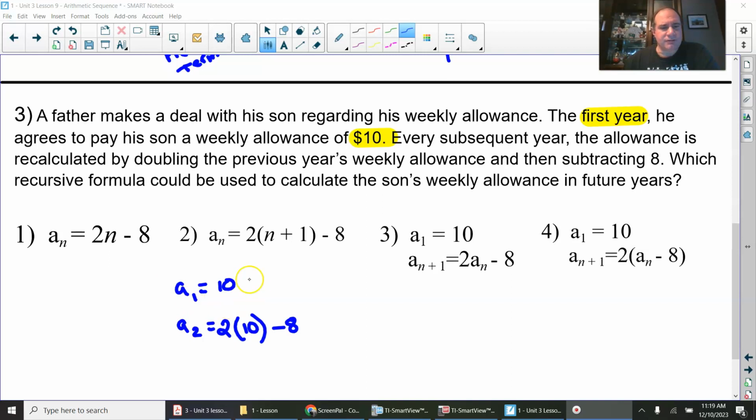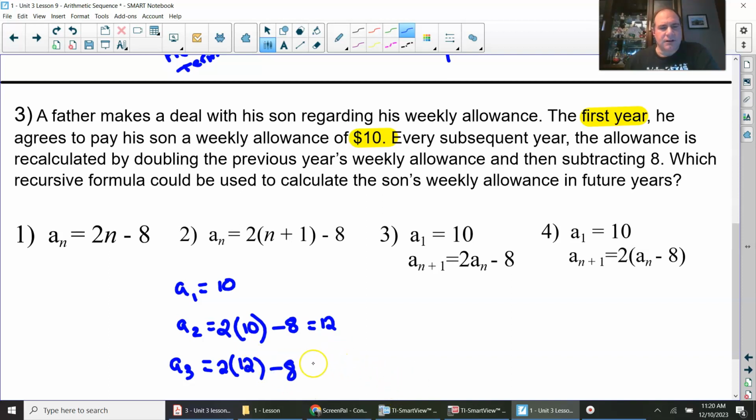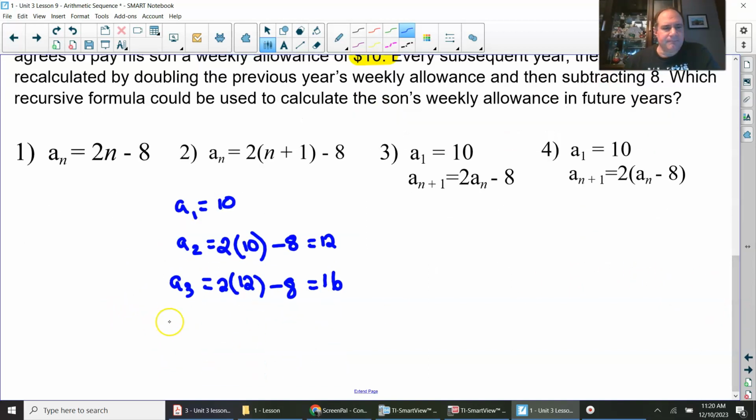And then subtracting 8. So I just set this up here. It's 20 minus 8, which is a sub 2 would be 12. And then I'm just going to go to a sub 3 and then double, which is now you're going to start with doubling, and then the prior term is 12, and then minus 8. And let's just see, 24 minus 8 is 16. And then I'm just going to go one further and do a sub 4 equals 2 times the prior term, which is 16, minus 8, which is 32 minus 8, which is 24.